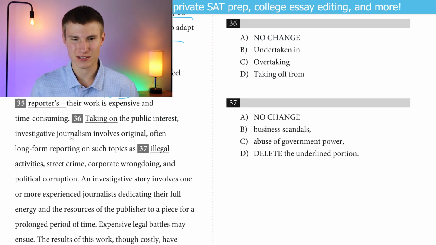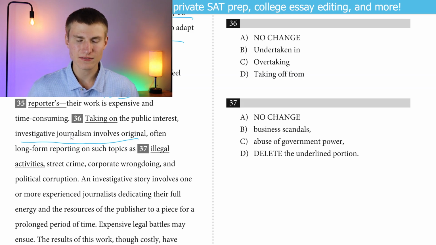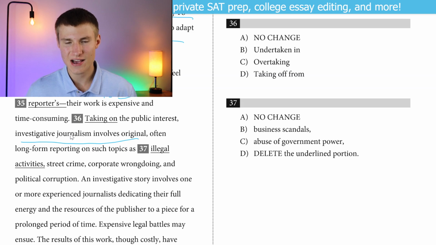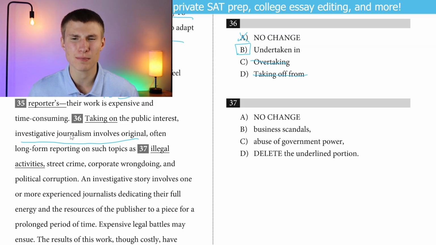All right, moving on to 36. We have something and then the public interest. Investigative journalism involves original, often long-form reporting on such topics. And then we get into question 37. Now, we see investigative journalism. We know it's not taking on the public interest. That would be going against the public interest. We know investigative journalism is advocating for the public interest. Okay, it's undertaken in the public interest. It's not overtaking the public interest, and it's not taking off from public interest.